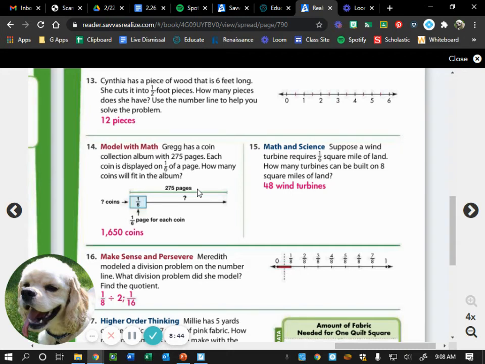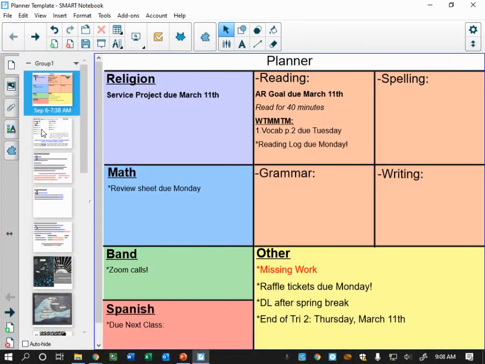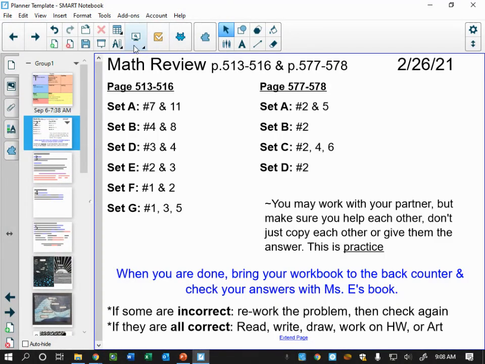All right, what I'd like you to do is open up your workbook to page, I'm going to bring it up right now. Okay. Start on 513. Open up to 513 and I'll show you what we're doing. There's a lot of sets, but there's only like 1 to 3 problems per set. So open up to page 513.